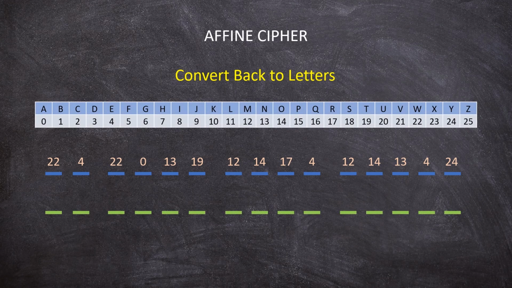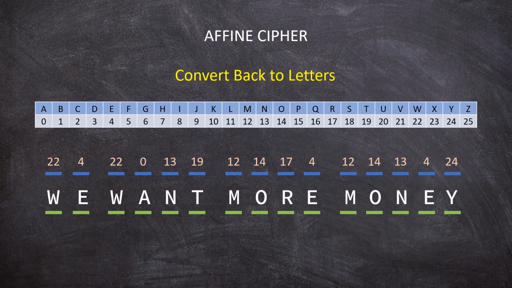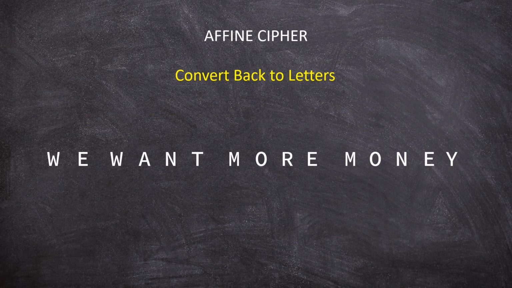We once again pull up our lookup table and start mapping the numbers. The first number, 22, becomes a W, the second number, 4, becomes an E, and again this is repeated until the end of the message. And after all of that, our message receiver has the secret message.